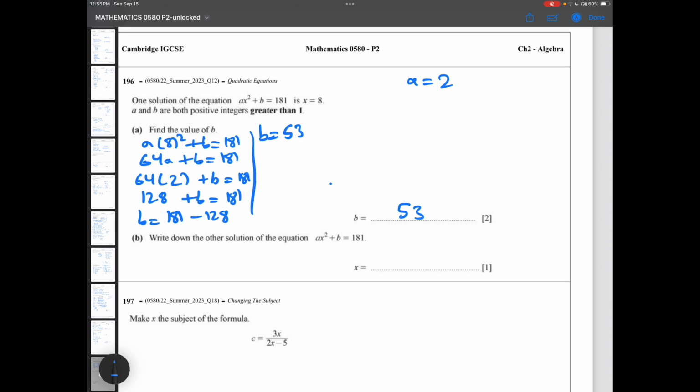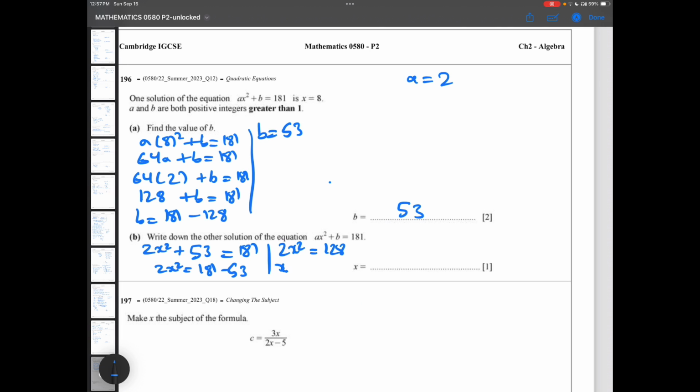Now in part b, it says write down the other solution of the equation ax squared plus b is equal to 181. Let's put the values of a and b in the equation. a was 2 and b is 53. When I move 53 to the left side, it becomes 2x squared is equal to 181 minus 53. Now 181 minus 53 is 128. So if I move this 2 to the right side of the equation, it gets divided into 128, and 128 divided by 2 is 64.